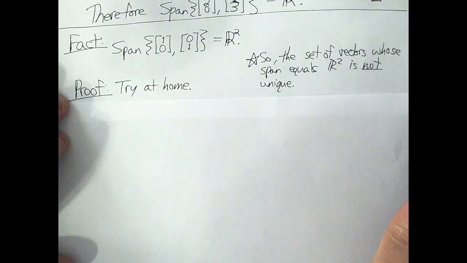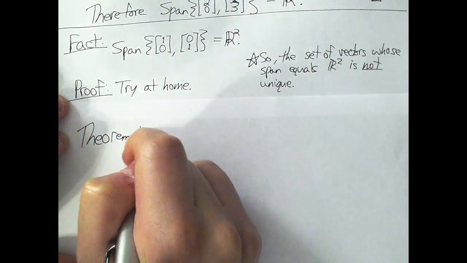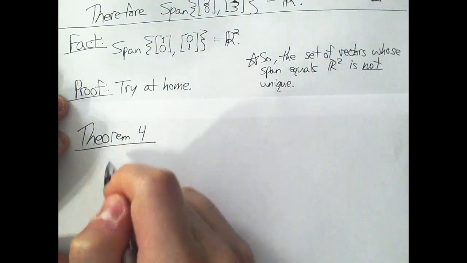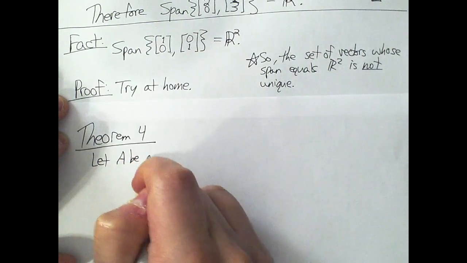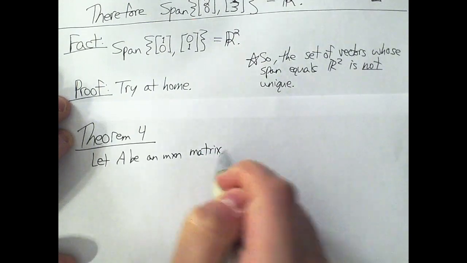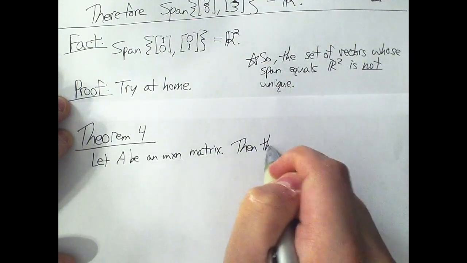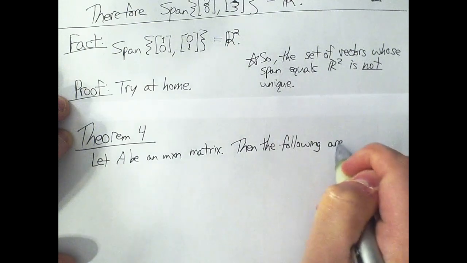Okay, for now, instead of getting ahead of myself and thinking about future sections, let's see what this has to do with systems and solutions to systems. Earlier we had Theorem 3, and now we have Theorem 4. Theorem 4 says, let A be an M by N matrix. Then the following are equivalent.